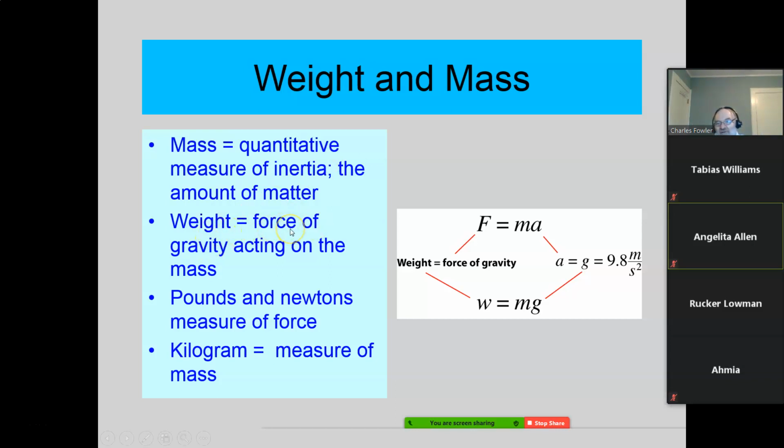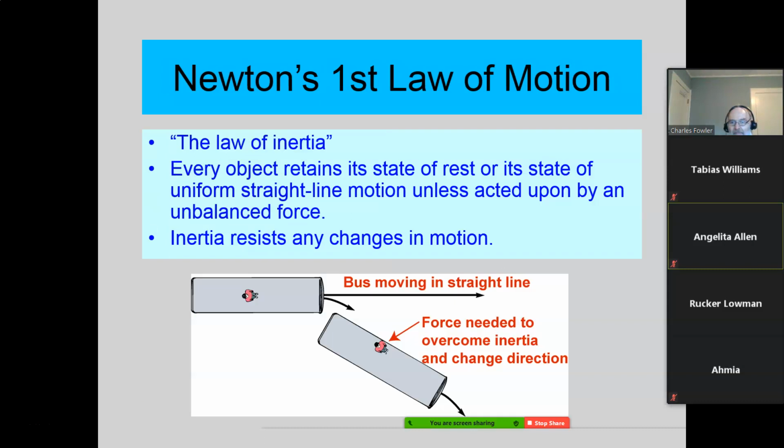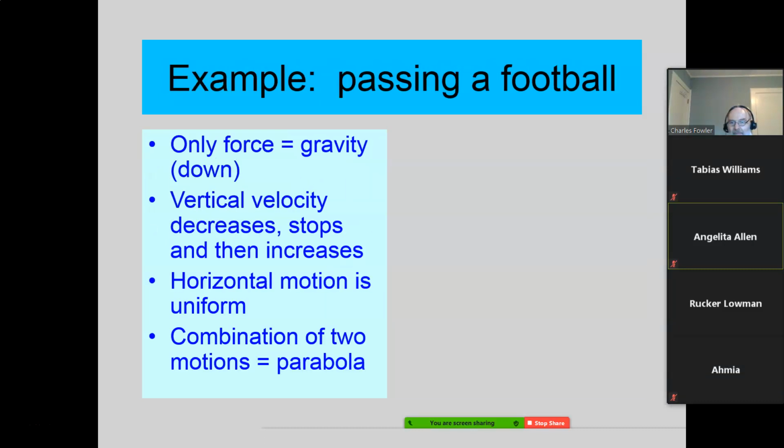Weight is a force, not a quantitative measure, a vector measure of gravity acting on the mass. So remember that earlier slide. Let me see if I can go back to it real quickly. Yep, I missed it.